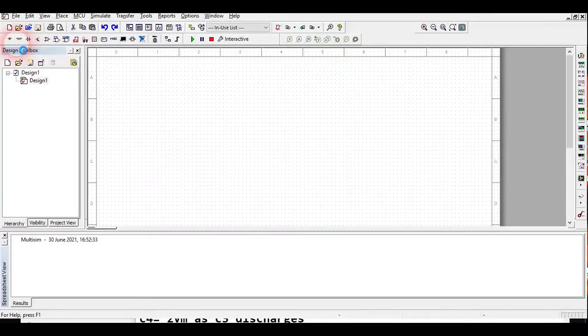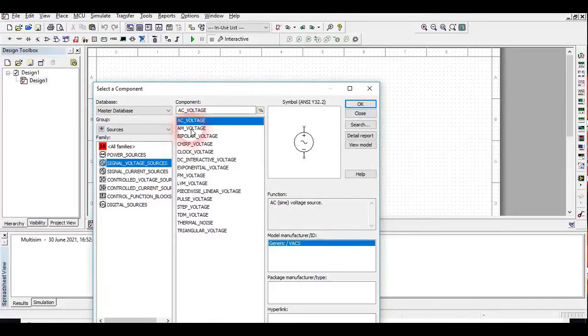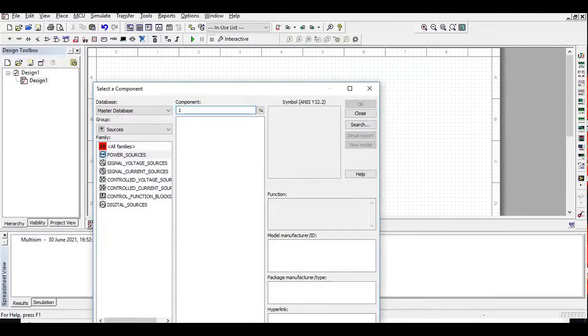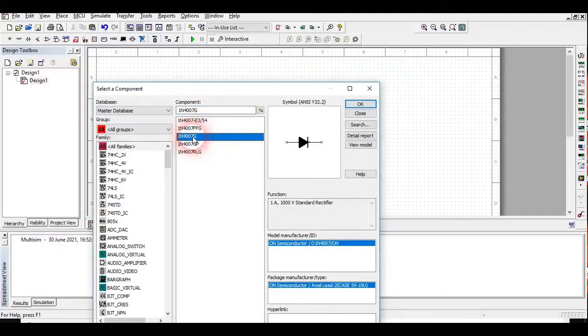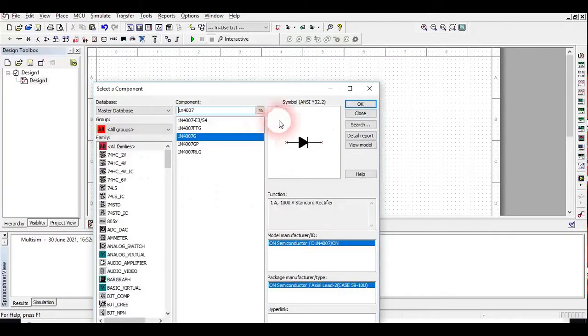In Multisim, firstly I am going to add a power source and a ground here. I am going to take an AC voltage source here, and then add a ground here. So these two things I have taken, and now I am going to take the diode 1N4007. I am going to search for 1N4007 in the source group. Okay, I have got this. I will use 4 diodes here, one here, one here, the third one here, and the fourth one here.